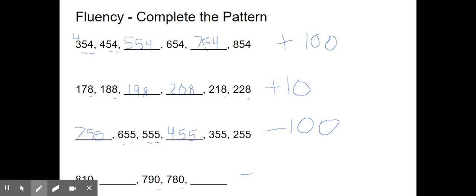But I think my hundreds are changing for the same reason that they changed in my second pattern. I think my hundreds are changing because I'm unbundling while I take away my tens. So this is a minus 10 pattern. 810 minus 10 is 800.